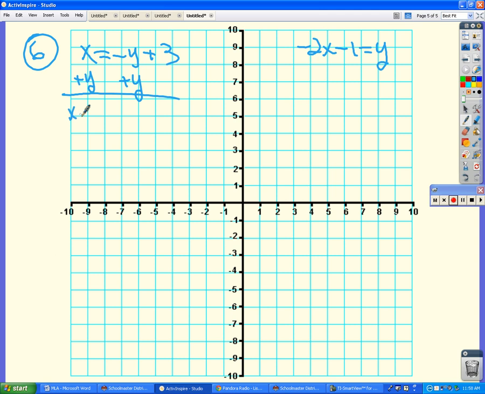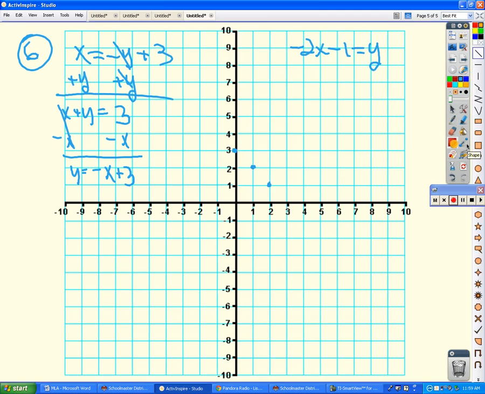So that's going to give me x plus y over here. The y's cancel, equals 3. Then how do I get rid of the x? Subtract x from both sides. So y equals -x plus 3. So where does that cross the y-axis? At 3. What is its slope? -1, because it's -x. So it's down 1 over 1, so my graph looks like that.